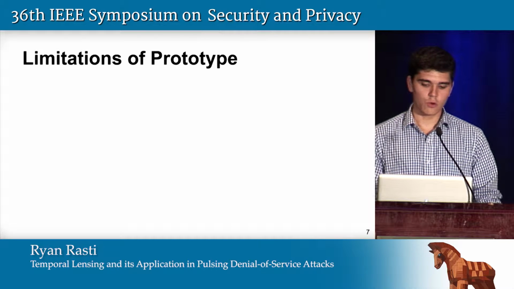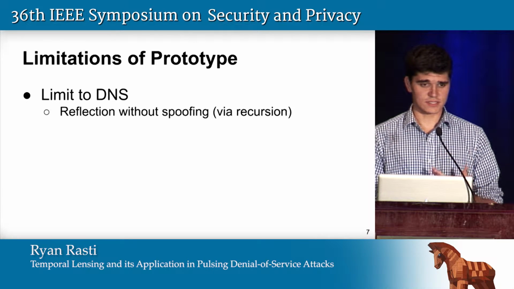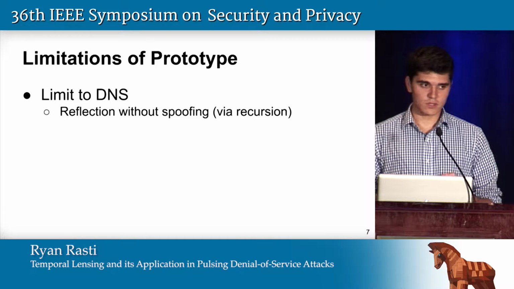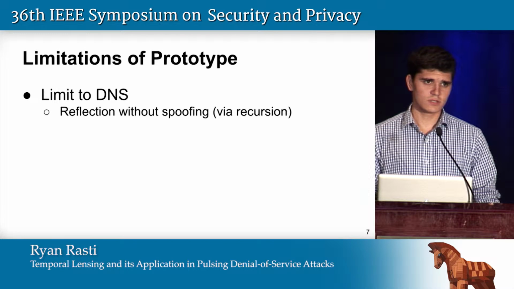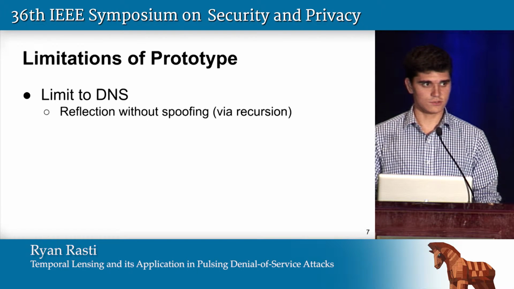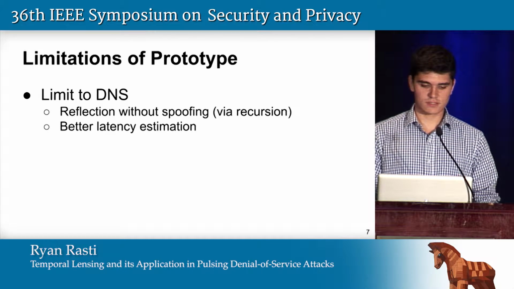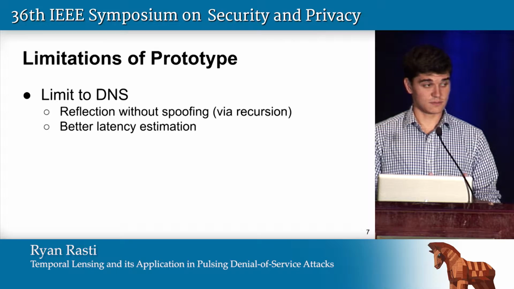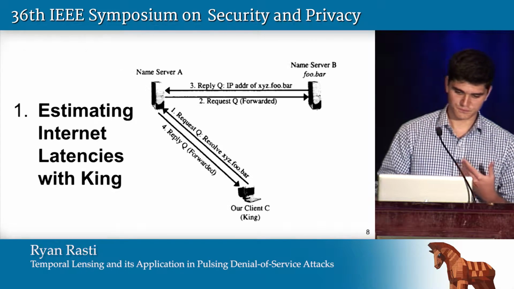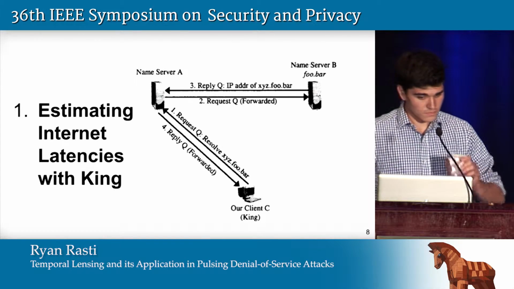And for our prototype, we're going to limit it to DNS. First of all, that will let us use DNS recursion to enable reflection instead of having to use source IP spoofing. And it also lets us get better latency estimations, as we'll show in the next slide.